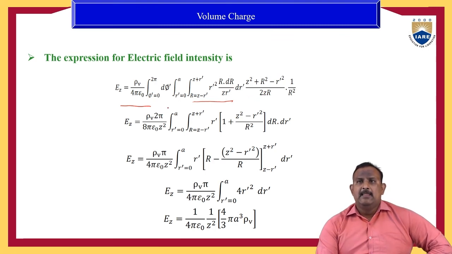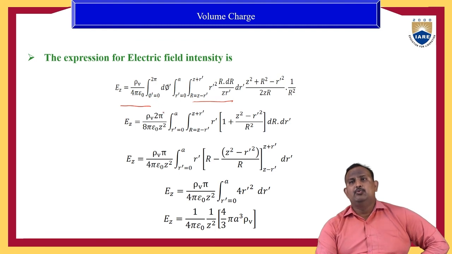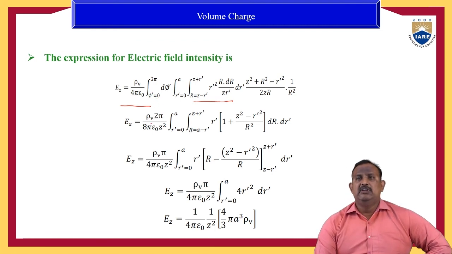We need to keep that outside. If you keep outside, it is rho v into integral of phi equal to 0 to 2 pi, which will give the value 2 pi. Therefore, Ez is equal to rho v into 2 pi by 4 pi epsilon naught into 2z square. So it is 8 pi epsilon naught into z square.